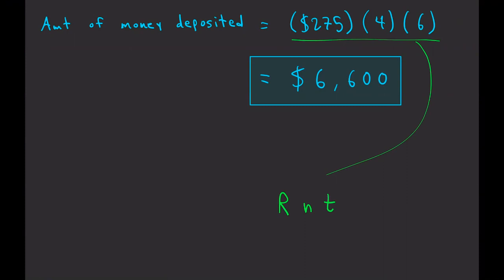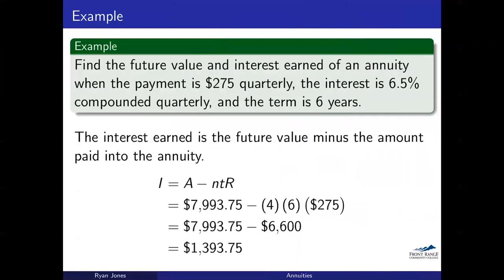So if $6,600 of it is mine, that's the money that I put in, then we could do a very quick guess. I've got to get up to 8,000 total, so that means about 1,400 of it was interest. To do that calculation exactly, we have our final value of about 8,000. I'm just rounding to make it sound quicker. We subtract off N as 4 times T as 6 times R as 275. That's that 6,600. So we take that difference, and roughly $1,400 of this was interest.